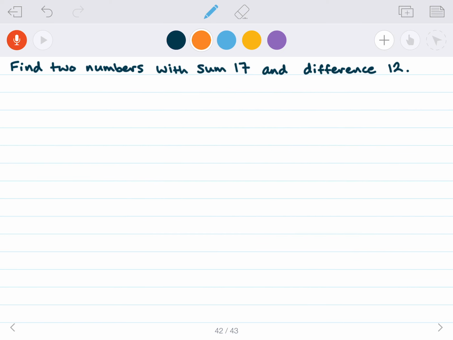Okay. Find two numbers with a sum of 17 and a difference of 12. How are we going to do this? Well, we can set up a system because the two numbers are unknown, and we can set up a system of two equations by saying, well, I'm trying to find the sum of two unknown numbers. So let's call the unknown numbers x and y. I want the sum to equal 17, but at the same time, I want the difference of x and y to be 12. So those are my two equations, my two lines.